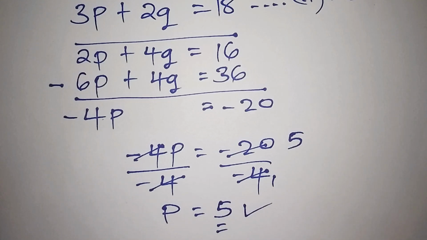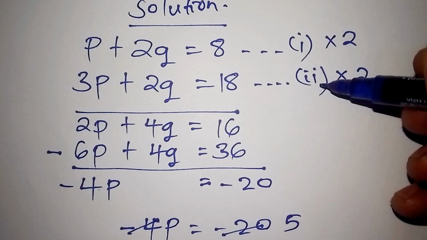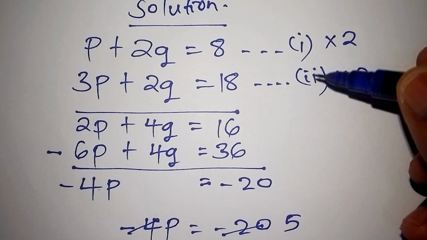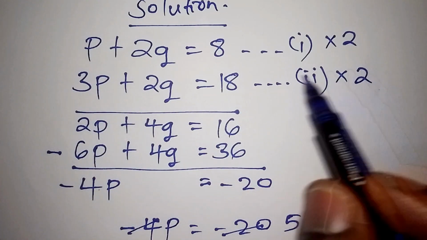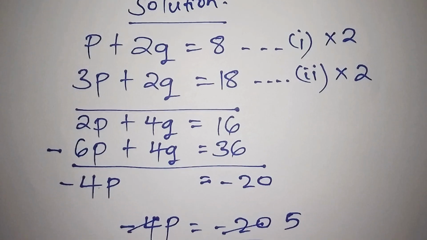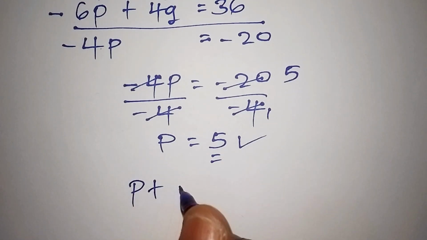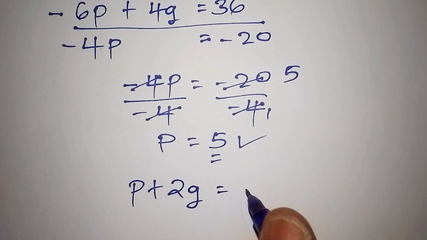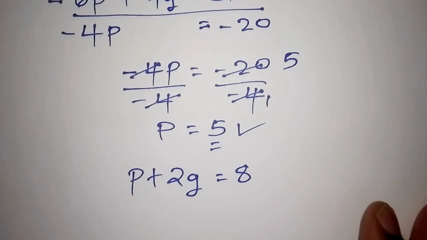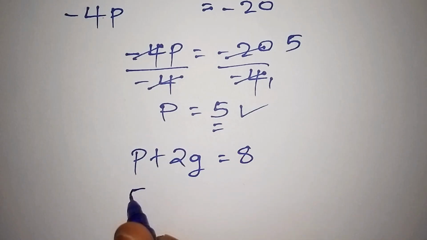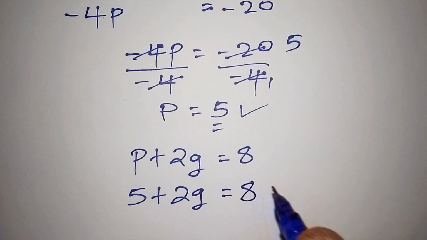So since we find the value for P, we can now pick any of the equation, either equation 1 or equation 2, so that now we can substitute to get the value for Q. So let's now pick the equation 1. That is P plus 2Q is equals to 8. So where there is P, we shall now replace it by 5. So that means that we shall now have it as 5 plus 2Q is equals to 8.